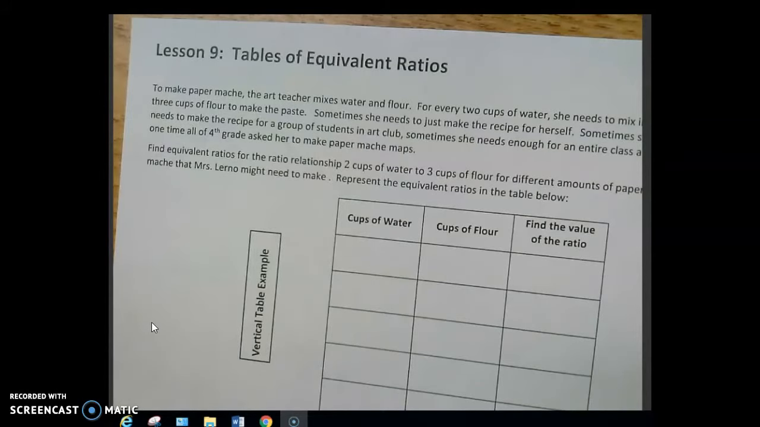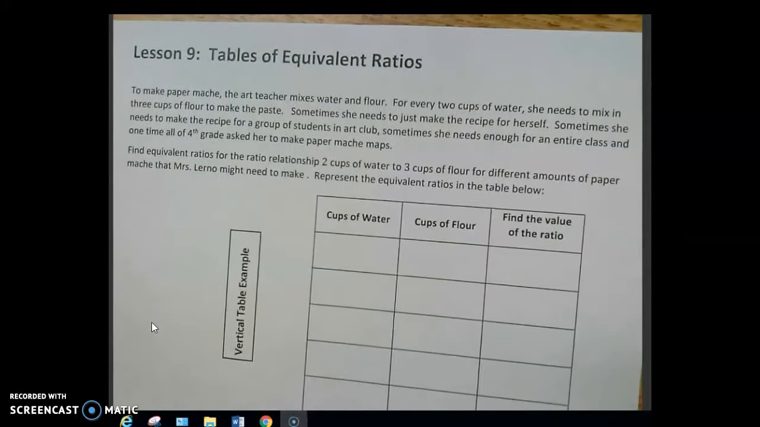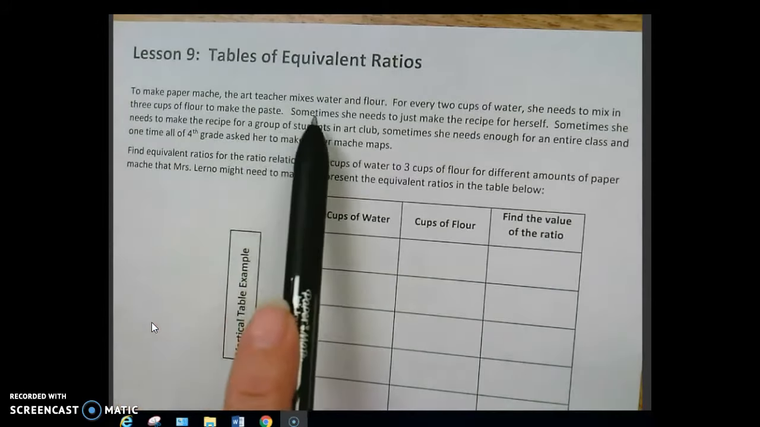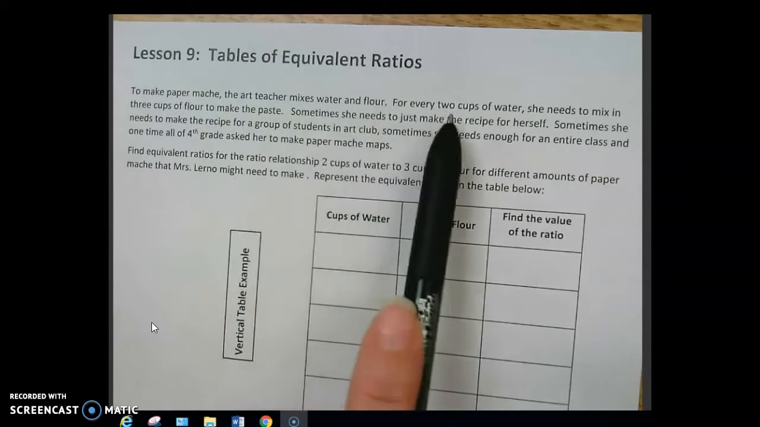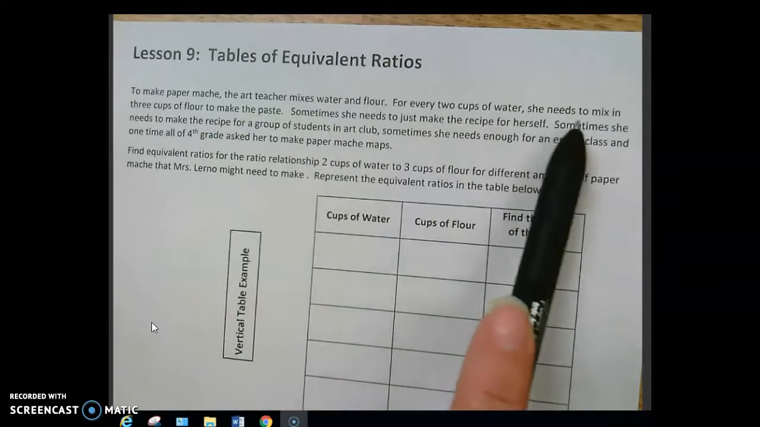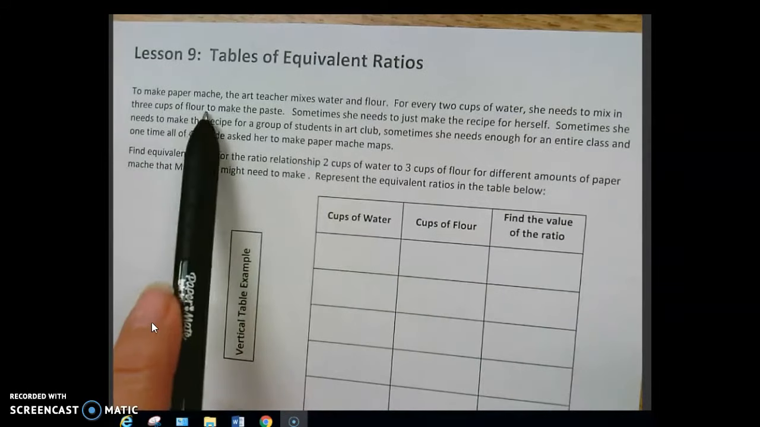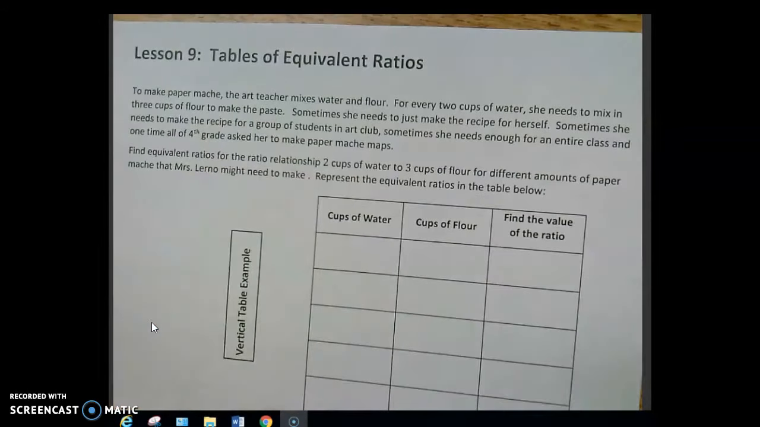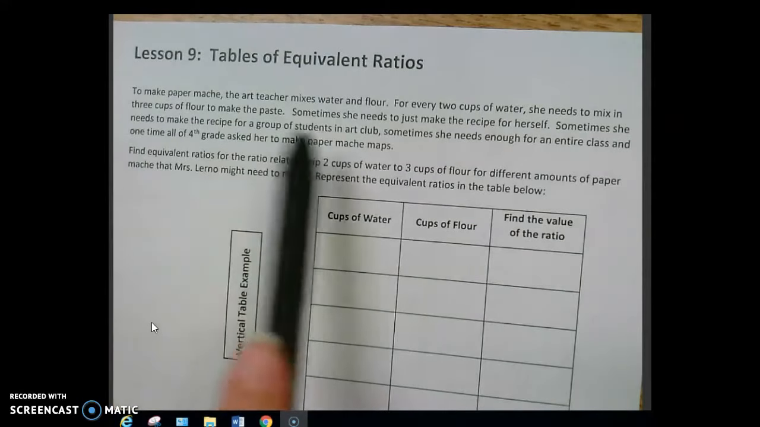Okay, you should be back with me now. So we always start by reading the entire problem so we know what context we're dealing in. To make paper mache, the art teacher mixes water and flour. For every 2 cups of water, she needs to mix in 3 cups of flour to make the paste. Are your math antennas tingling? Because that sounds like some ratio language to me.